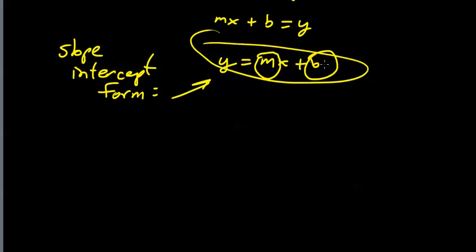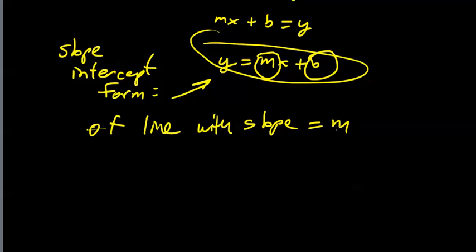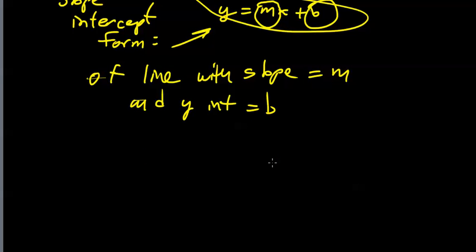So this is slope-intercept form of a line, any line with slope equal to m and y-intercept equal to b. It is by far the most used of the line equation forms. I'll give you an example of this.